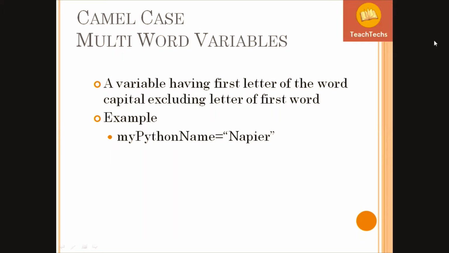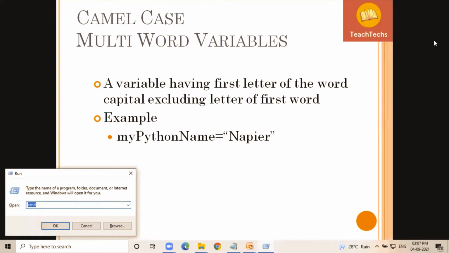Camel case is a process of naming a variable with multiple words such that the first letter of the first word should always be a small letter and the first letter of the other words should always be a capital letter. Such a way of naming a multi-word variable in Python, we call it camel case. So let us create a camel case multi-word variable in Python.